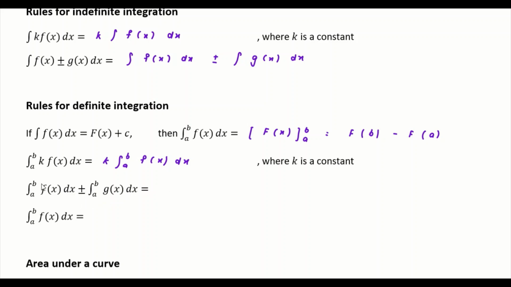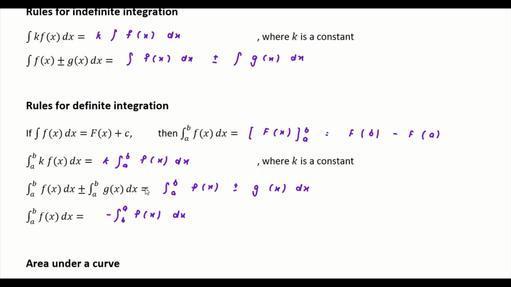So you must make sure that their limit is the same, then only can you combine them. So we have a to b, then f of x plus or minus g of x dx. Then the next one is about how we change a to b into b to a. Can we do that? Yes, you will just negate the integral. I hope you still remember this because this is very important for your P3.